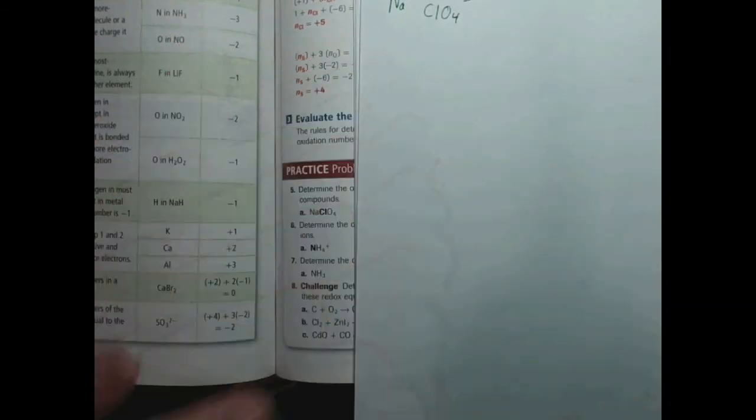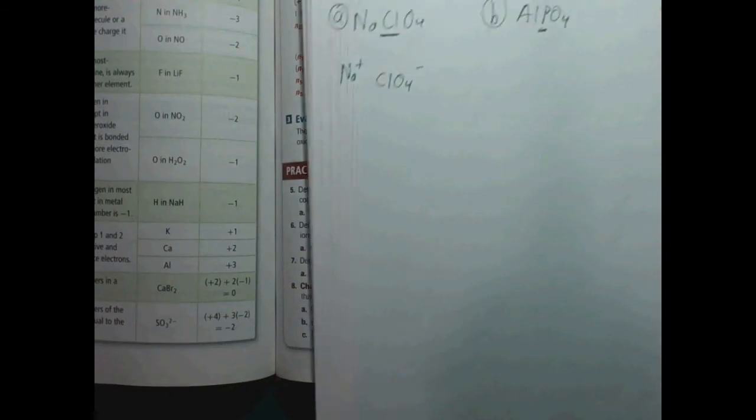So separate it by its ions first. NaClO4. First of all, ClO4 is perchlorate. It has a 1 minus charge because sodium has a 1 plus charge.